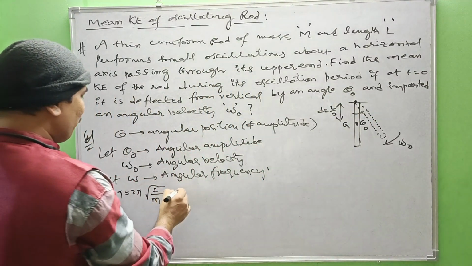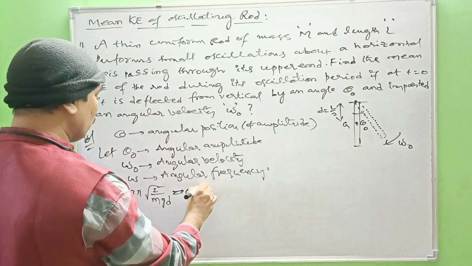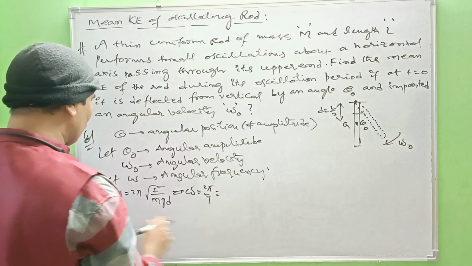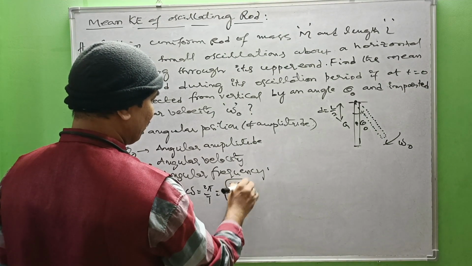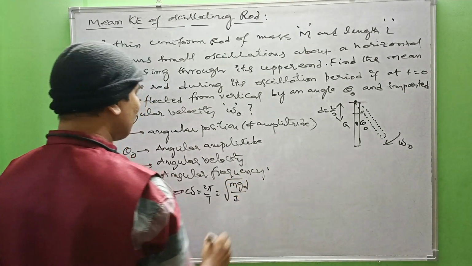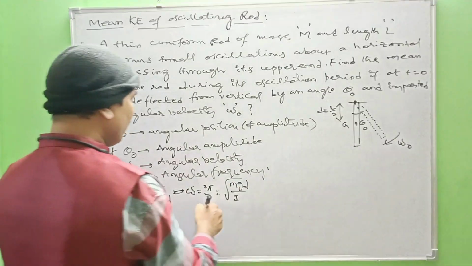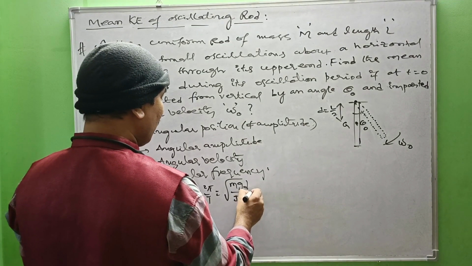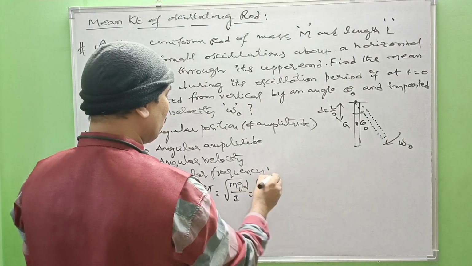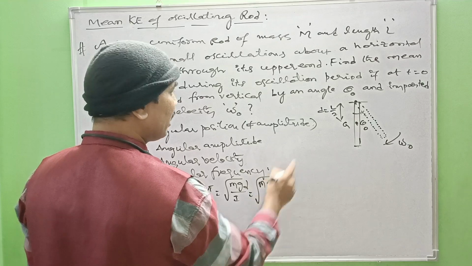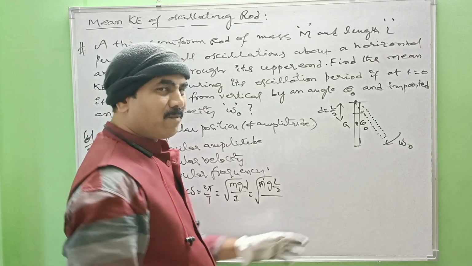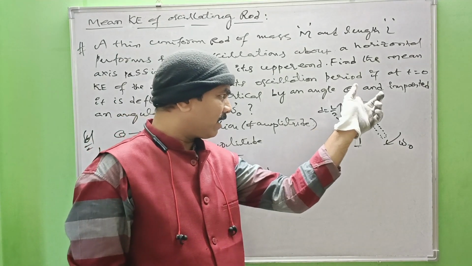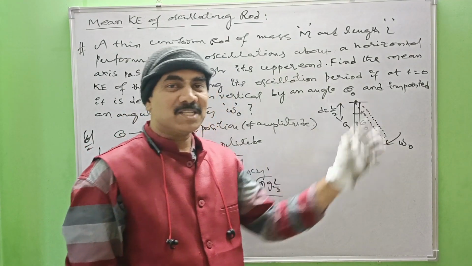So it implies that omega equal to 2 pi by capital T, that is equal to root over mgd by I. That is omega equal to root over mgd by I. d means L by 2, and I means the moment of inertia of this rod about a normal axis passing through one end, which is mL square by 3.